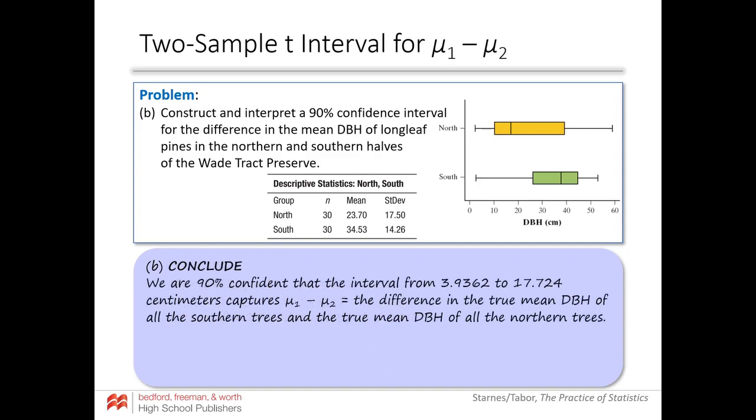And then that conclude, we are 90% confident that the interval from 3.9362 to 17.724 centimeters captures mu1 minus mu2, which equals the difference in the true mean DVH of all the southern trees and the true mean DVH of all the northern trees. So notice the true is still with the mean because we're still looking at means here. So we're still taking a difference, but it's between the true means. So we still have that true value in there. So literally same thing, except extra work because we have to subtract. And that's why we're going to talk about that calculator function as well tomorrow in class.